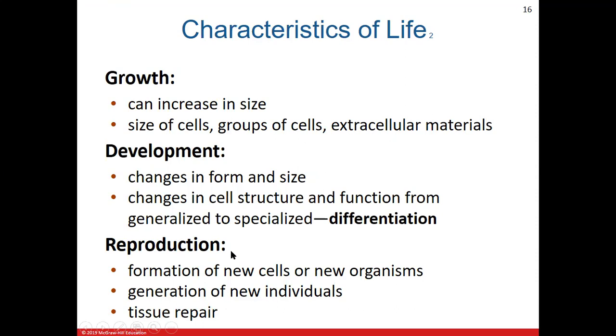All living organisms must be able to reproduce, and so the definition there is formation of new cells or new organisms. There are different types of cell reproduction. We'll look at that later. Of course, that also includes the generation of new individuals, and that's the function of the reproductive system. But you can also include tissue repair here, because you're reproducing new cells whenever you have an injury, and those cells regrow, and so you have tissue repair there as well.